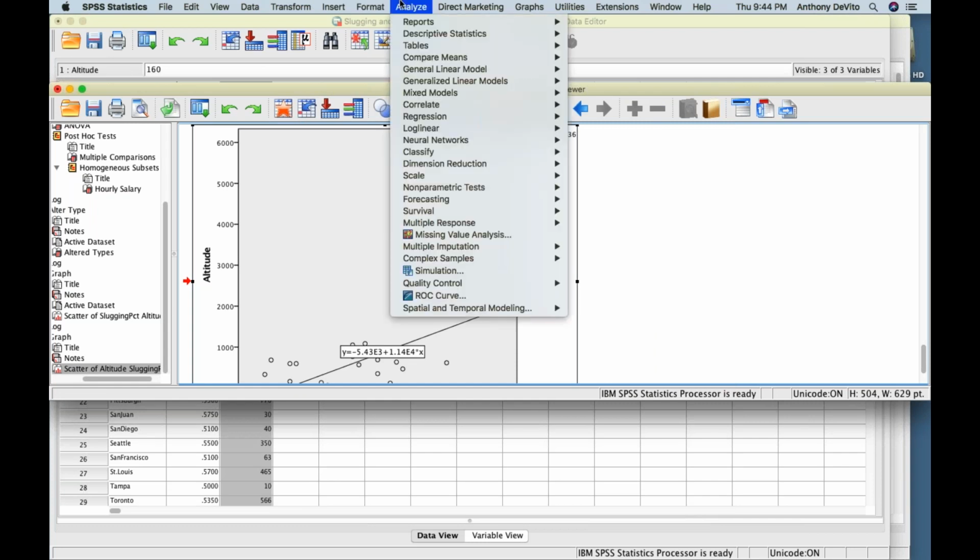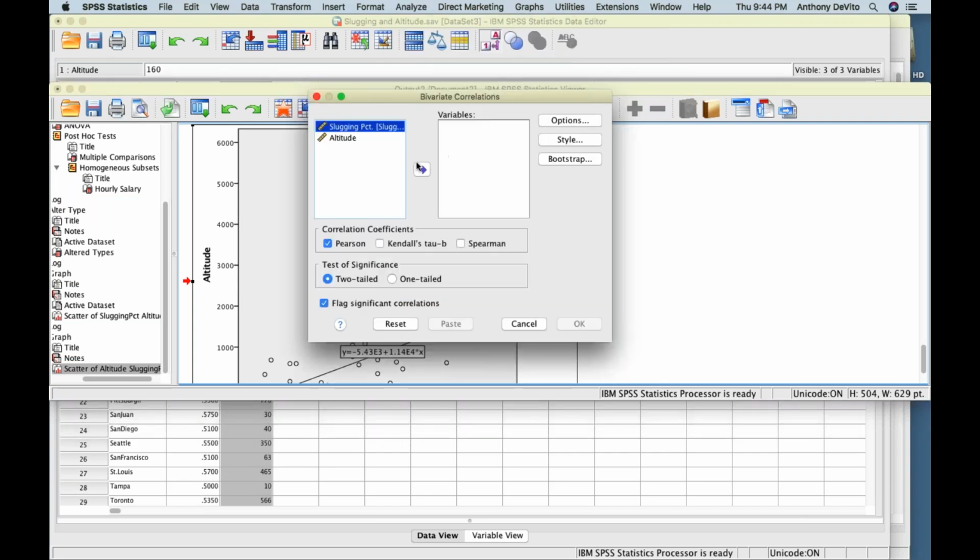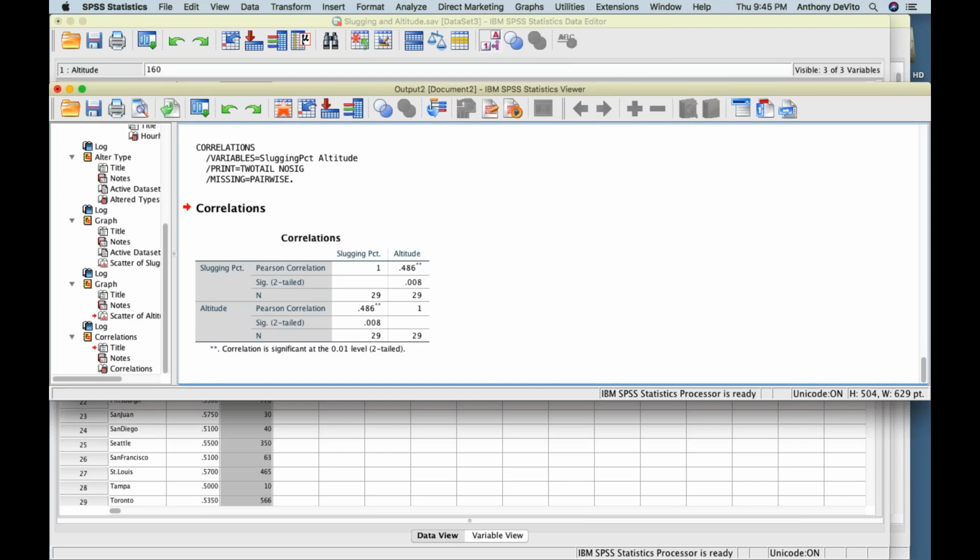Analyze, okay, and where am I going to go here? Correlate, Bivariate. There's two variables, and notice it's going to wait for me before it gives me the okay to put two variables in there. And then I can say okay, and it will calculate a correlation coefficient. And look at this.